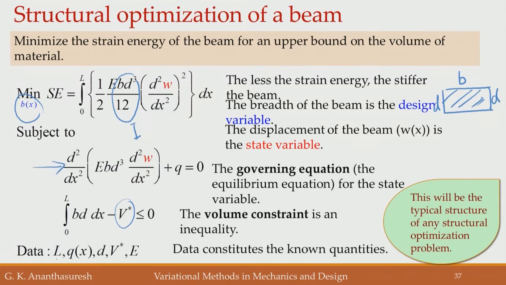and the length is given, the loading Q of x is given, d, the depth of the beam, is given, and then V star, which is a volume, an upper bound on the volume of material that you can use, and the Young's modulus. Okay. So, with all this data we have to solve this problem. As you can see, it is a calculus of variations problem because we have a functional which is an integral, and there is a differential equation constraint, and another functional constraint here on the volume of material.